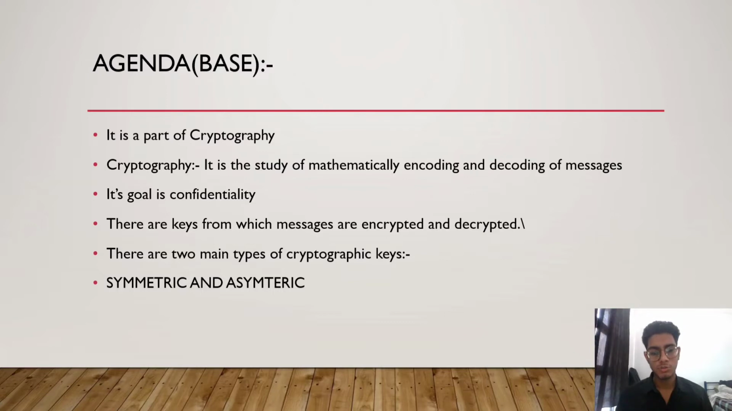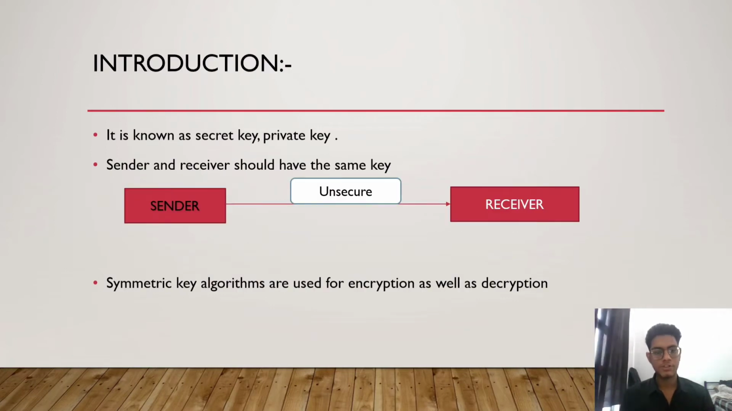So, what are the two main types of cryptographic keys? It is symmetric and asymmetric key. Now, let's talk about symmetric key. So, symmetric key is also known as secret key or private key. Now, in this, the catch is the sender and receiver should have the same key. Now, when the sender is sending a message to the receiver through the internet, it is an unsecure passage. So, symmetric key algorithms are used for encryption as well as decryption.